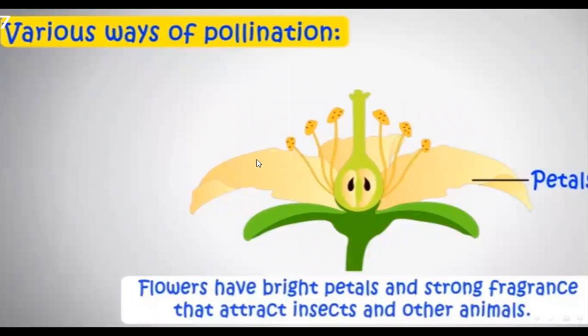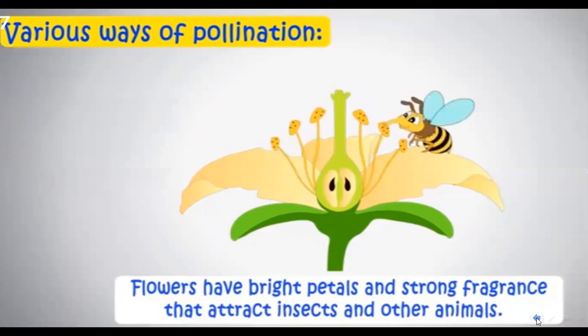Various ways of pollination. Students, you know that flowers have bright petals and strong fragrance that attract insects and other animals. Here you see, because of bright petals and strong fragrance, insects are attracted towards the flower.